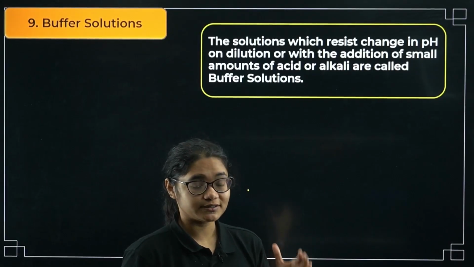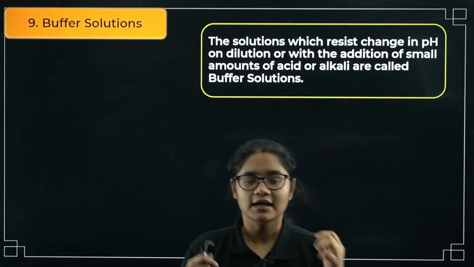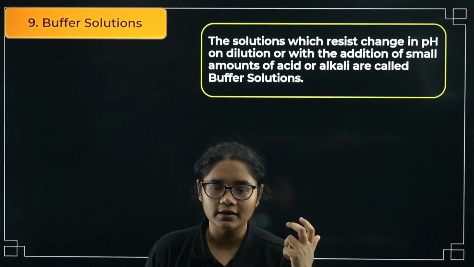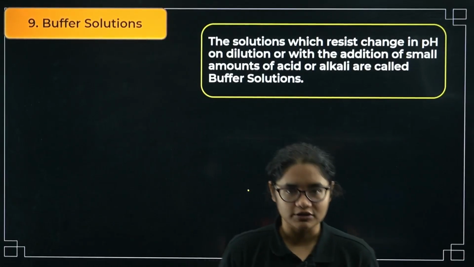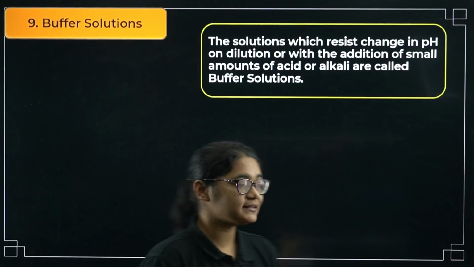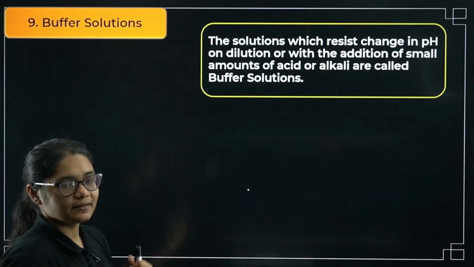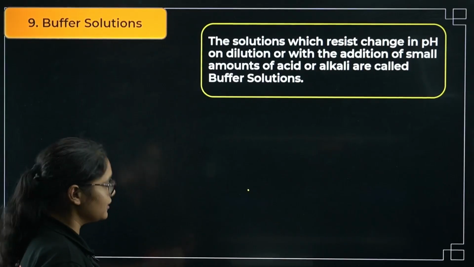A buffer solution is a special type of solution where if you add any acid or a base, the pH of the solution does not change. Now why does this happen, or what is the role for that? That is because the buffer solution is made such that it can resist the change in the pH.